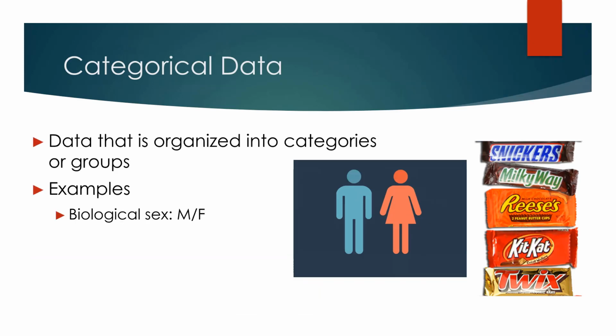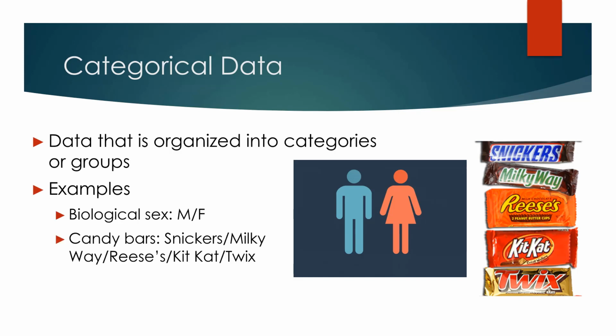Some examples of this would be biological sex, right? You have male, female, or such as candy bars. Let's say that I were to take a poll in the class and rate what your favorite candy bars are. Snickers, Milky Way, Reese's, Kit Kat, Twix. And I were to just say how many people like Snickers, write it down. Say there were 5. How many people like Reese's? Say there were 7, right?